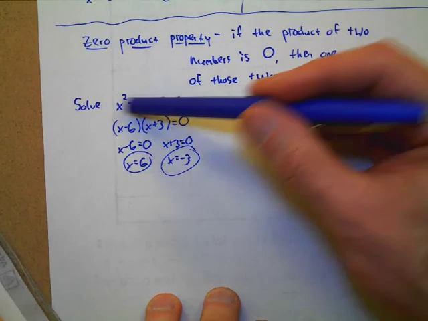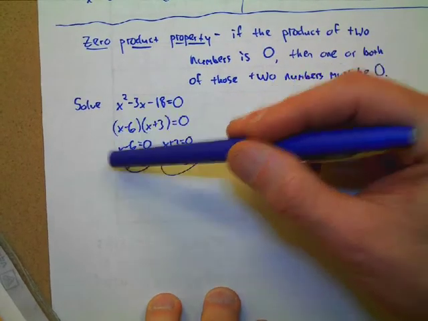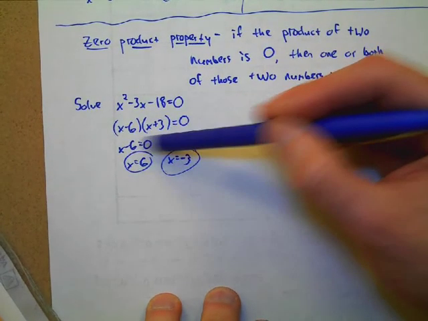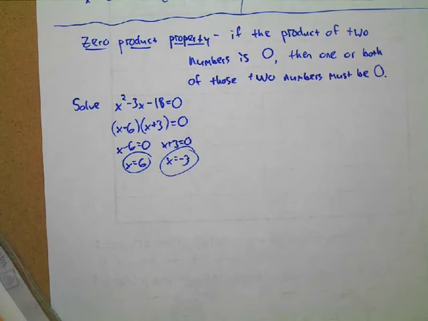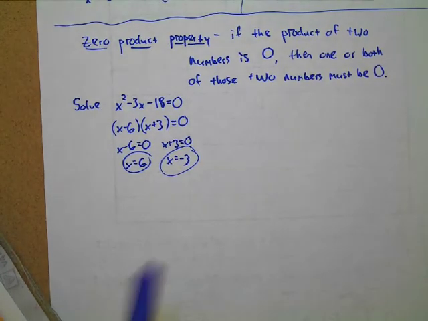And so factoring into these two factors, right, allows us to split this up into two simpler equations like that, and then solve. Okay? So that zero product property is huge. Very important. Okay? Very important.